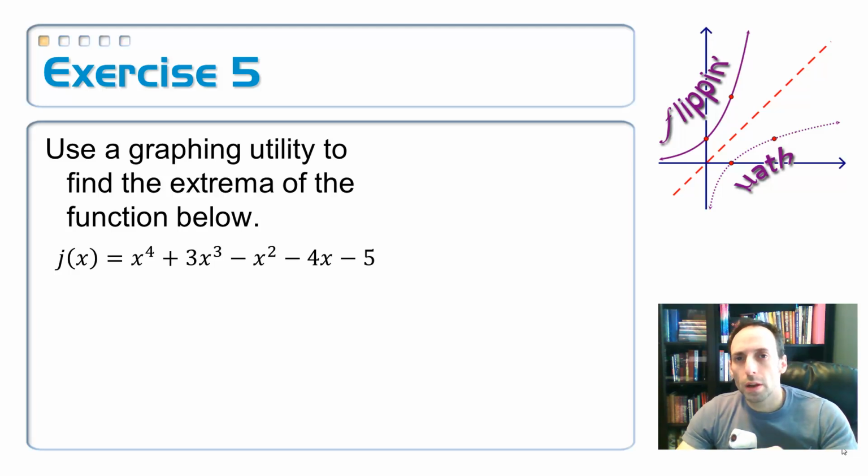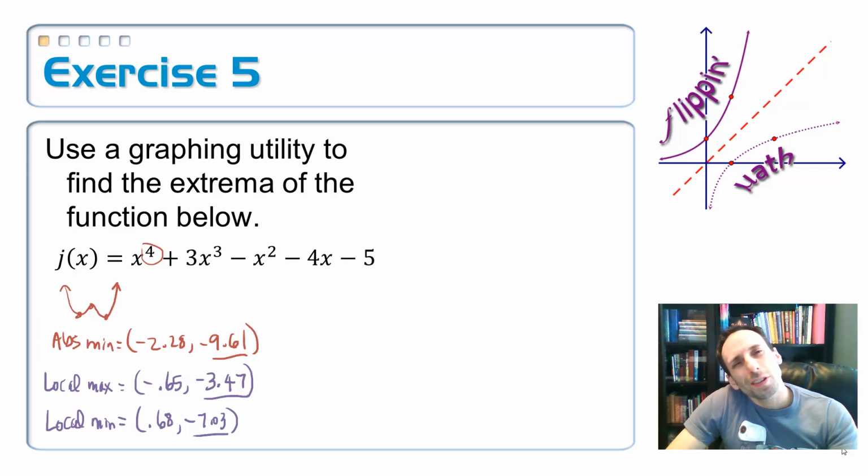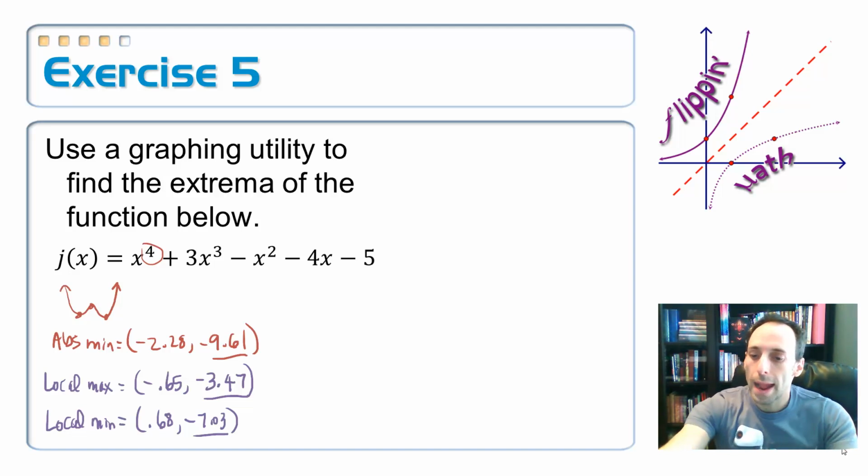Let's go ahead and pause the video, type that in, check to see if you're getting this right. Okay, you're back. So here's the answers. So this one, it does kind of make a W looking form anyway. So it has 3 of these extrema points. And one of them does turn out to be an absolute minimum point.